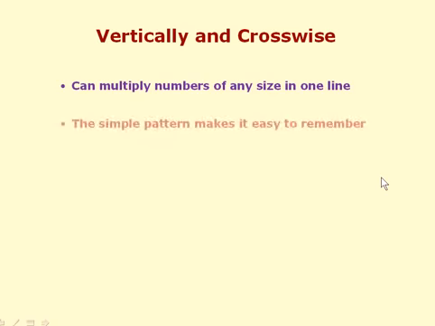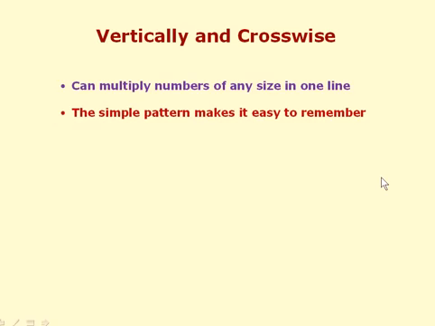So we've seen here we can multiply numbers of any size in one line. You don't have lots of steps of working, but just one line in the Vedic system. And although the vertical crosswise vertical pattern that you've just seen can be used to multiply numbers of any size, the pattern itself can also be extended to multiply numbers and always get the answer in one line. And then there's a simple pattern that makes it easy to remember. You're less likely to make mistakes. It's easy to explain, as you saw.